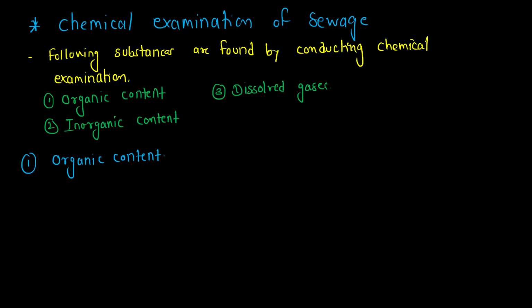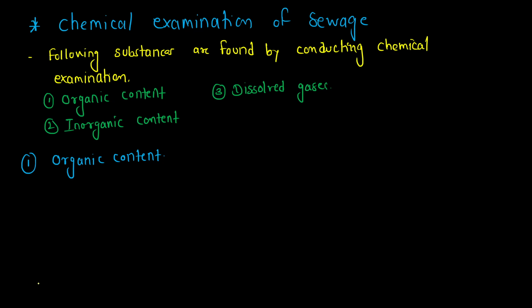We don't have a direct method for finding out the organic content, but we know that the organic matter oxidizes by consuming oxygen. So what we will find out is the oxygen consuming capacity of the waste, that is the oxygen demand of the waste, and based on that the strength of wastewater, that is organic content, is determined.